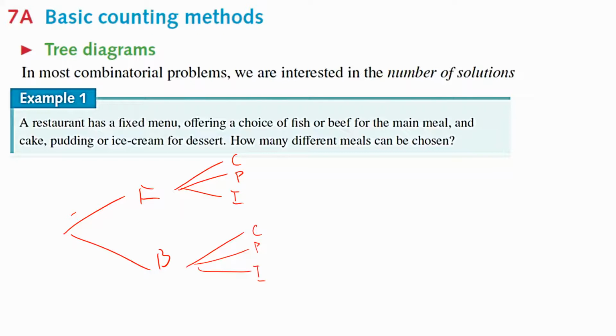And what you can see is for every group you get an extra 3. So that means you've got 2 groups of 3. So 2 groups of 3 means 2 times 3, which gives me a total of 6 combinations. So 6 different ways. I can have fish and cake, fish and pudding, fish and ice cream. I can have beef and cake, beef and pudding, and beef and ice cream. So the technique that we're using today is called multiplication.